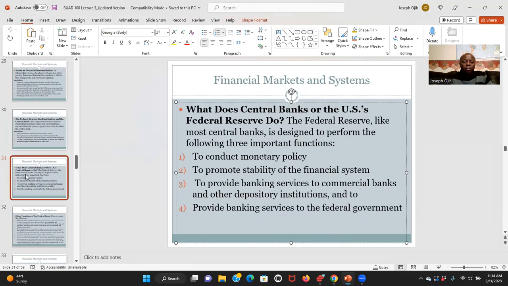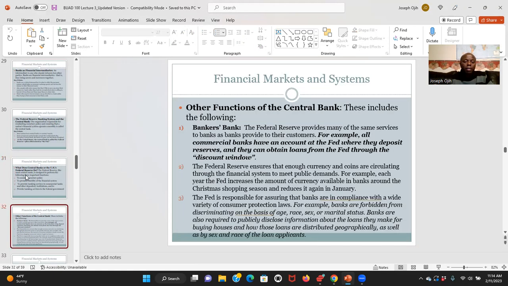Let's look at some of these things in a more elaborate way as we look at the other functions of the central bank.